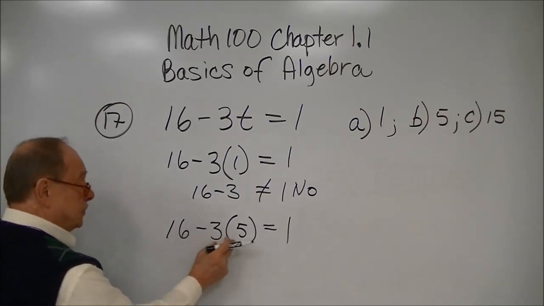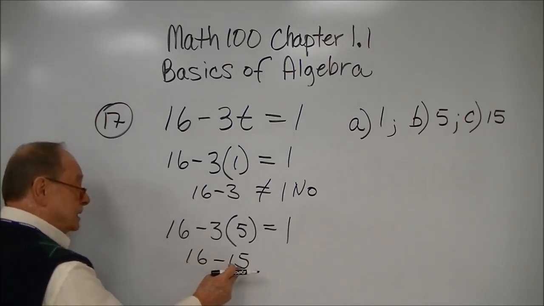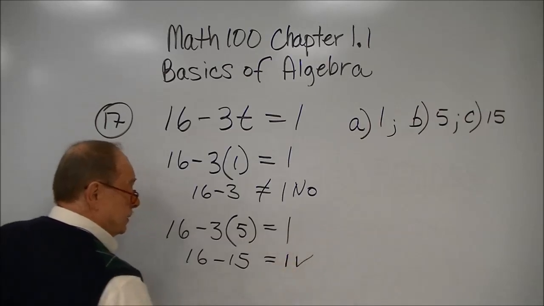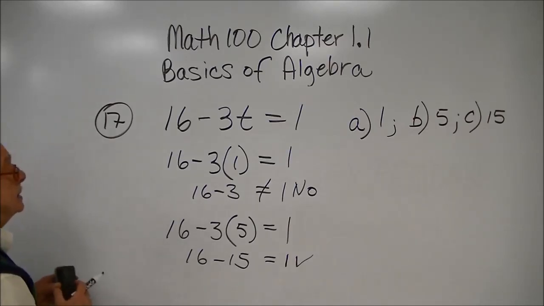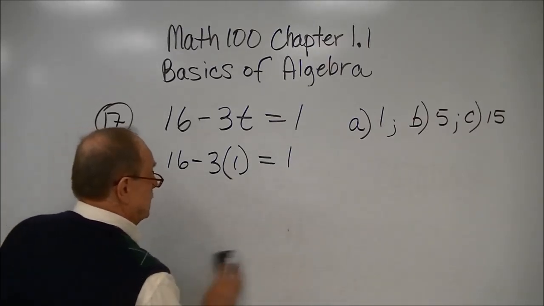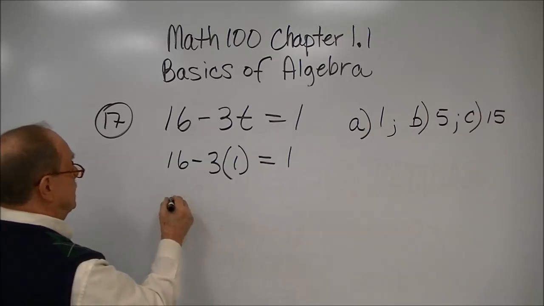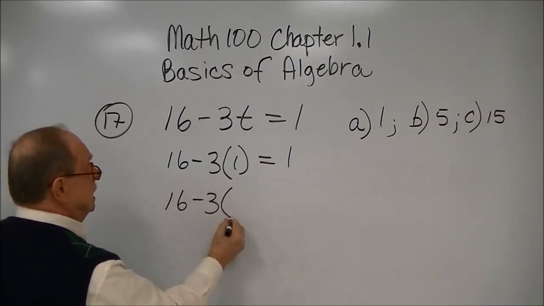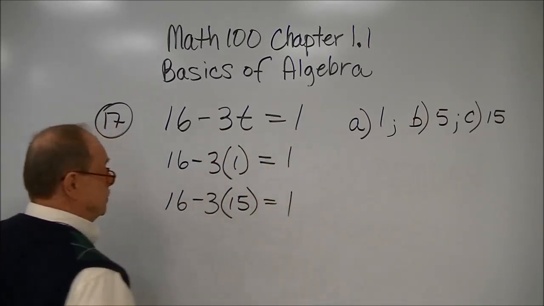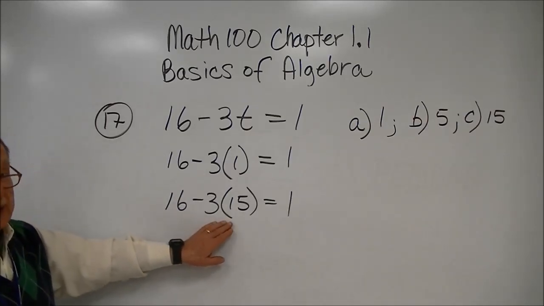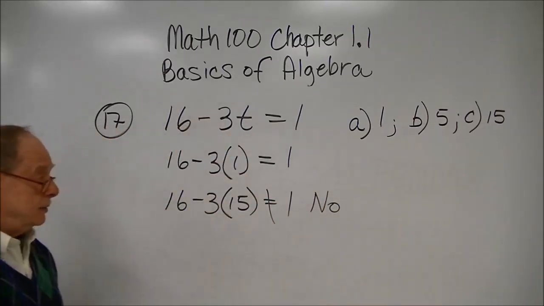So again, a negative 3 times 5 is going to be a negative 15. 16 minus 15 is 1. So yes, that is correct. And then I'll erase these to save a little room. Then we go to replacing this with a 15. So 16 minus 3, and we're going to put a 15 to replace the t. Does that equal 1? Well, this is going to be a negative 45. That's not going to be true. So this would be a no. And that's how you do those.